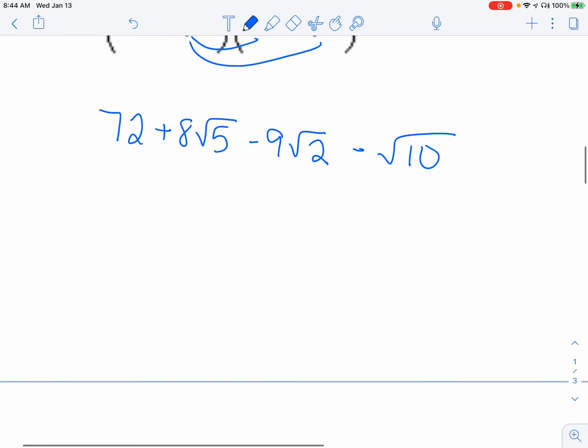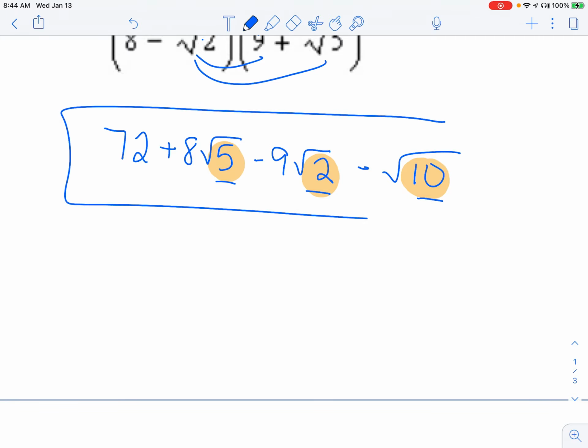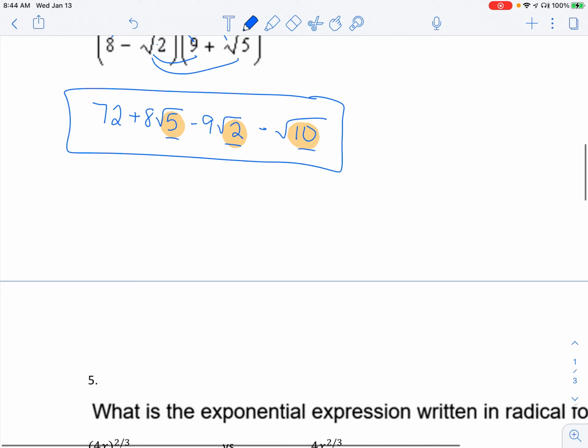Okay. Now let's see if anything matches or anything reduces. I'm going to check reducing first. Does anything go into 5 from my square list? No. Does anything go into 2? No. Does anything go into 10? No. Do these match? No. Then I'm done. That's also another ugly answer. If they match, you have to put them together.